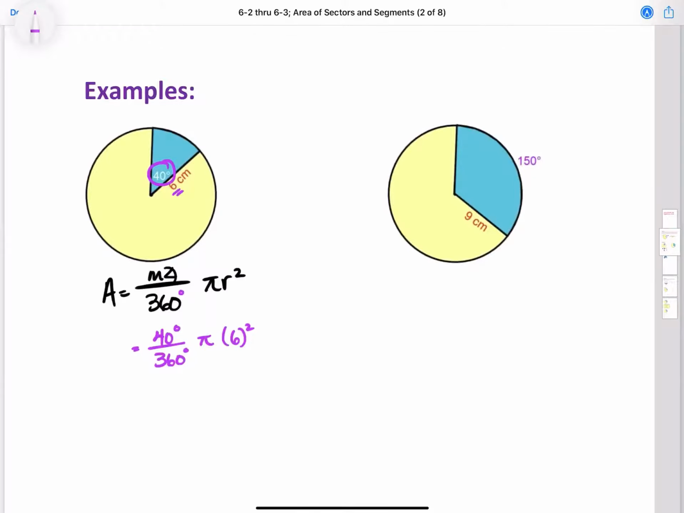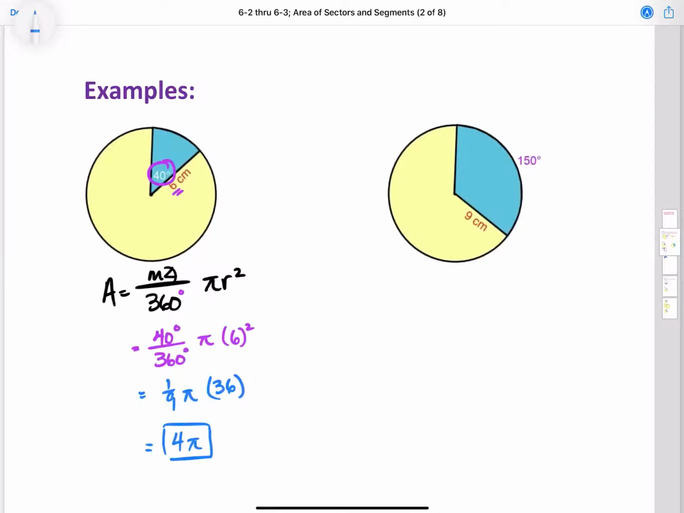Depending on your teacher, they may ask you to write it in pi form or in decimal form, so we're going to do both of them here. If we write it in pi form, this 40 over 360, if you simplify that, turns out to be 1/9. So now we have 1/9 pi times 6 squared, which is 36. If we put all of that together, that's just going to give us 4 pi, because we have 36 over 9 pi, and 36 over 9 is just 4. So that's what it is in terms of pi.